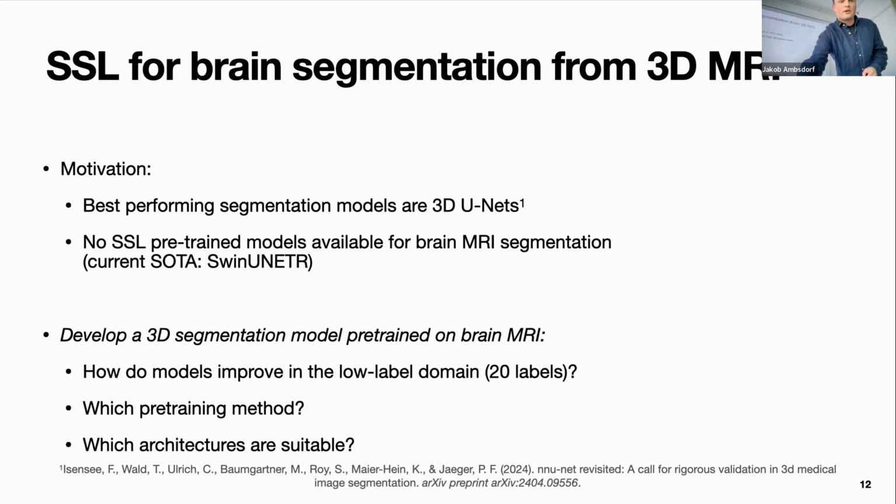So our goal in this work was to develop such a 3D segmentation model for brain MRI data, and specifically focus on the question, how does it actually help to improve this low label domain? So we look at 20 labels, which is typically something that you may be able to get from a collaborator in a reasonable amount of time. Then how well can you improve in that regime? What is a suitable pre-training method, actually? And then also, what is a suitable architecture? So, of course, looking into UNet-style architectures, but there have been some modernizations, and what does work here?